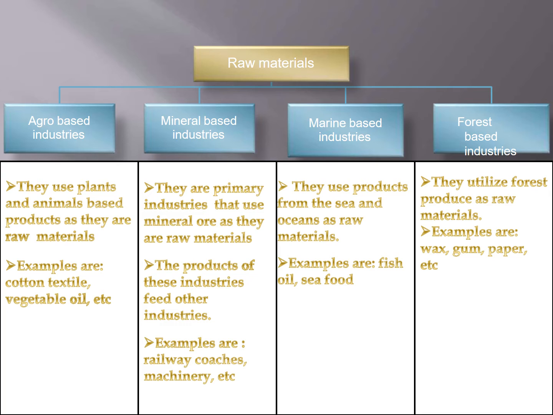Mineral based, they are the primary industries, and they use mineral ore as their raw materials. Now these products are used by the other industries to feed their demands. For example, they make railway coaches, machinery, and so on. Marine based, they use products from the sea or the ocean as the raw materials, for example fish oil, seafood. And forest based, the name tells that they utilize the forest produce as their raw materials, for example wax, gum, paper. So this was the classification of industry on the basis of raw materials.